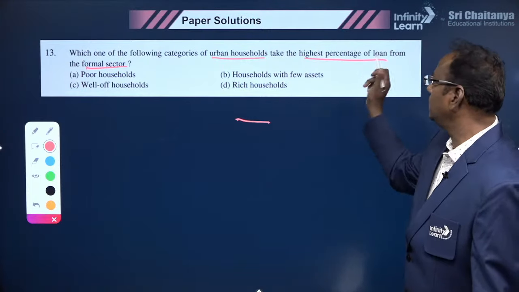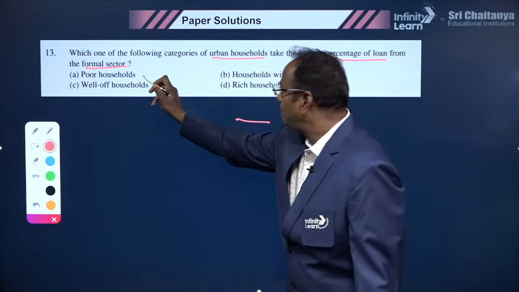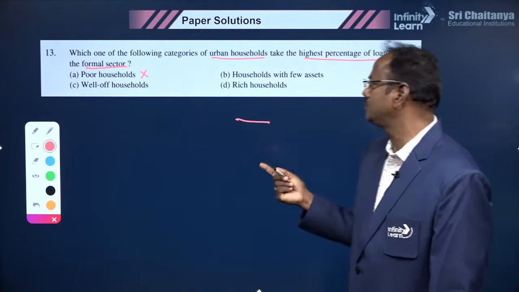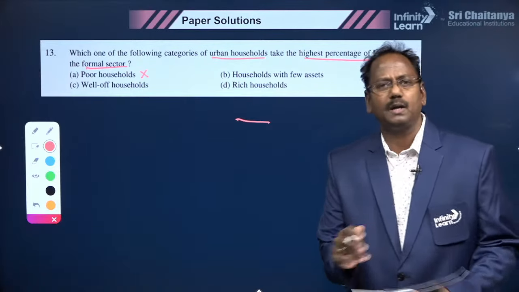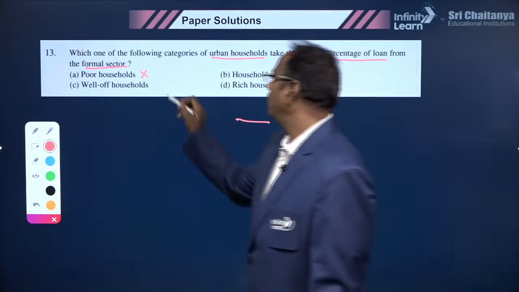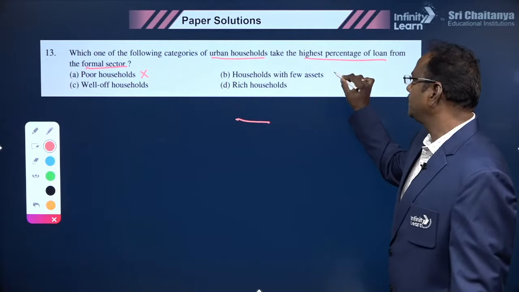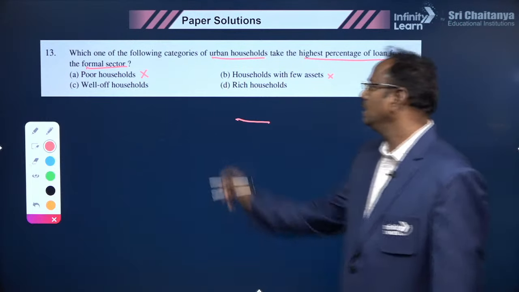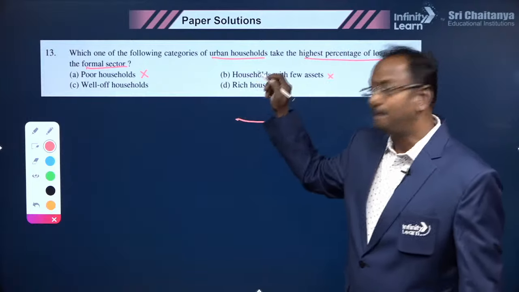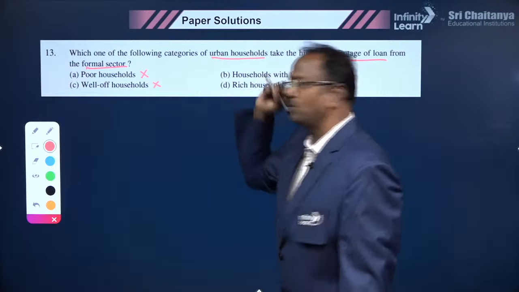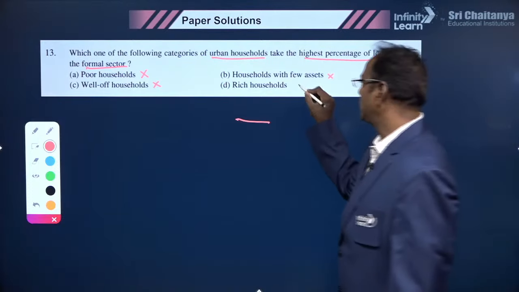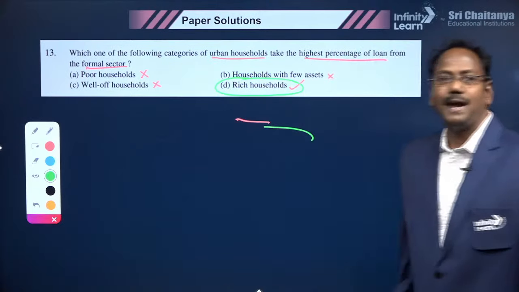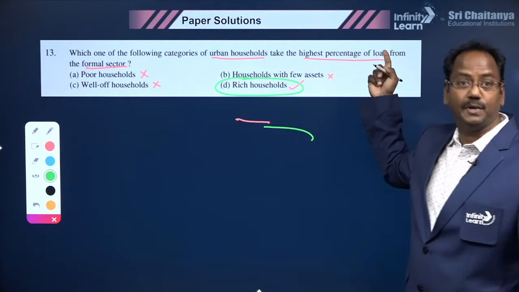Understand? Now, considering these three points, poor households are not in the formal sector. As we know very well, there are many problems in getting loans for poor households, most importantly the lack of collateral. The second one is households with few assets. These people are also not getting many loans. Then well-off households are doing well, but we cannot consider this either. But we can consider rich households. The rich households option is the right answer, because 90% of the loans, the highest percentage, are taken by them.